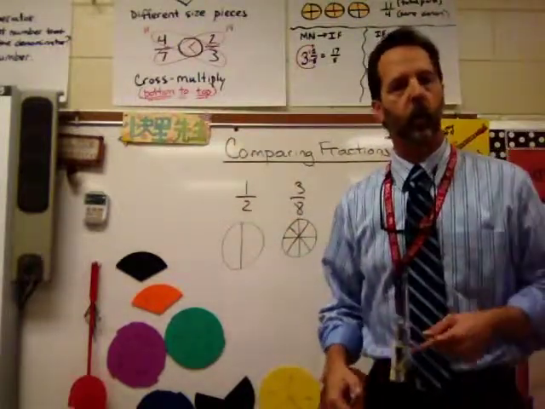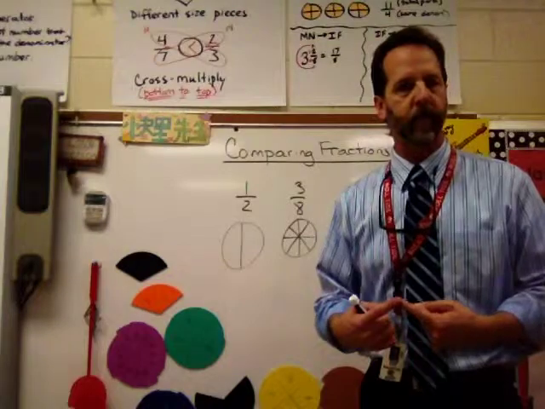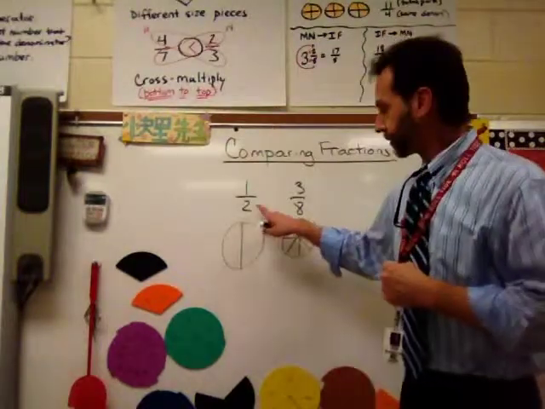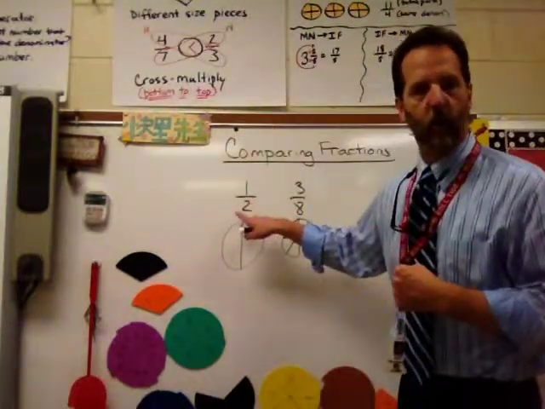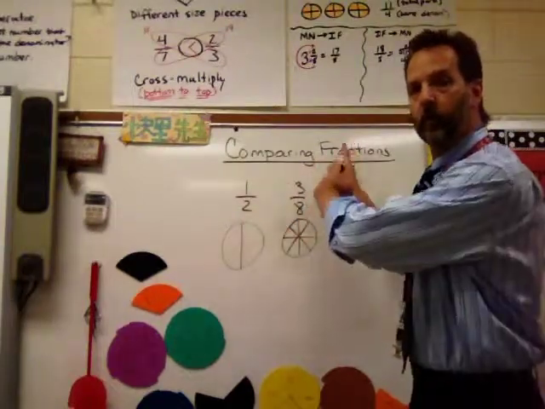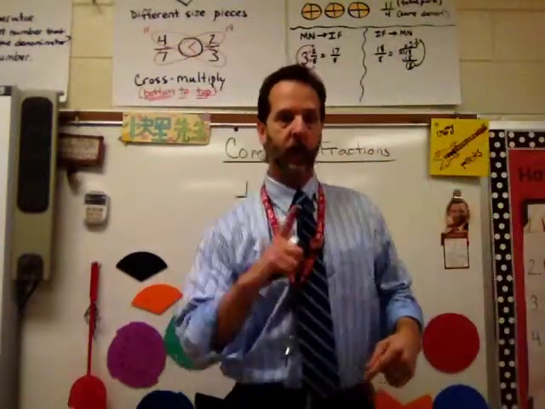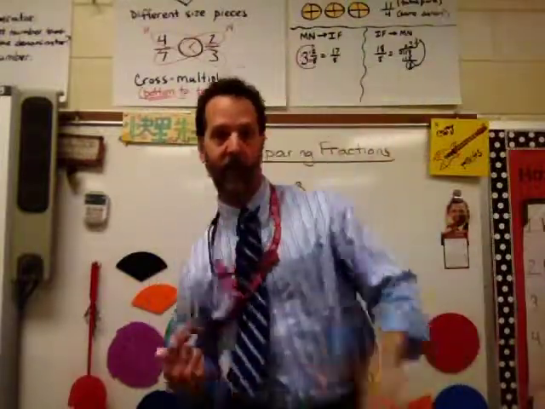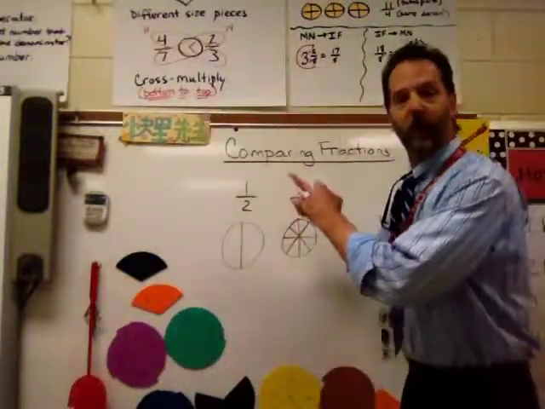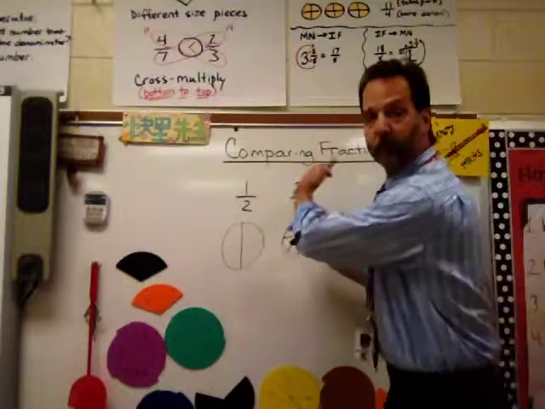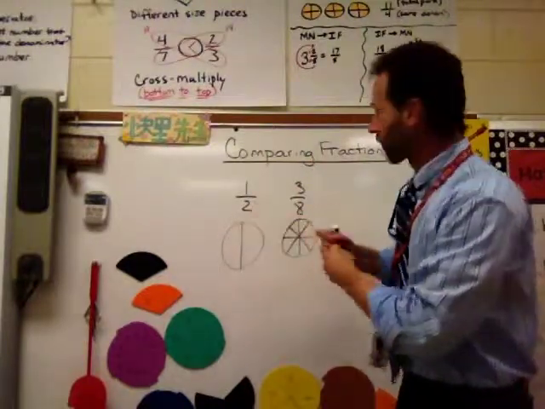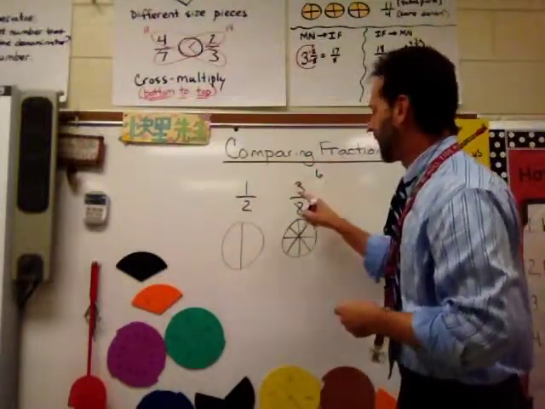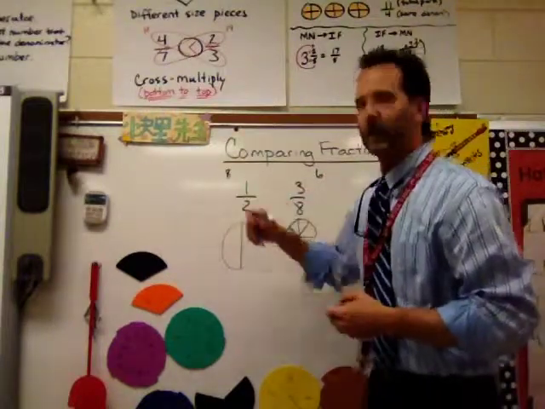And here's how we're going to do it. We're going to cross multiply. When we do that, we're going to take the denominator on one side and multiply to the numerator on the other side. Denominator to the numerator. Denominator to the numerator. Kind of like disco. But not quite. Alright, so we're going to multiply. Denominator times, always bottom to the top. 2 times 3 gives me 6. 8 times 1 gives me 8.